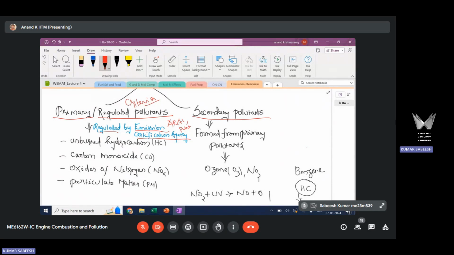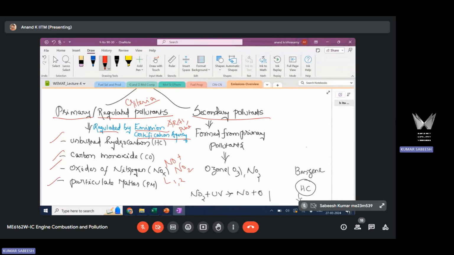There is an emission standard of its own. We have BS6 from April 2020. So these four species: unburnt hydrocarbon, carbon monoxide, and oxides of nitrogen, that include NO and NO2 put together. So x is 1, 2. Okay, NOx, oxides of nitrogen, and particulate matter.